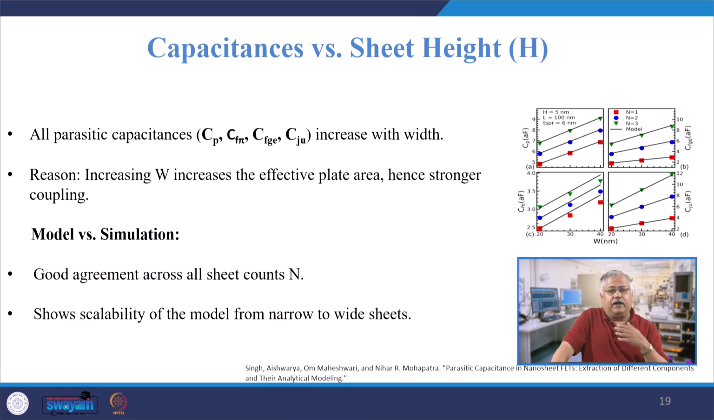So if you vary the number of sheets, the structure still remains the same, and you are able to have a linear profiling of the values of the capacitances. And they show very good extreme scalability of the model from narrow sheets to wide sheets.